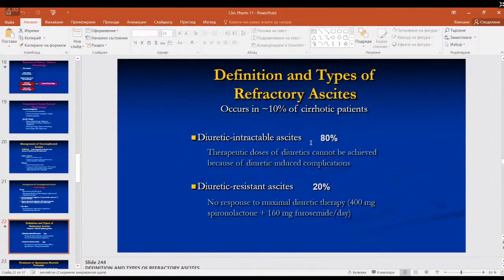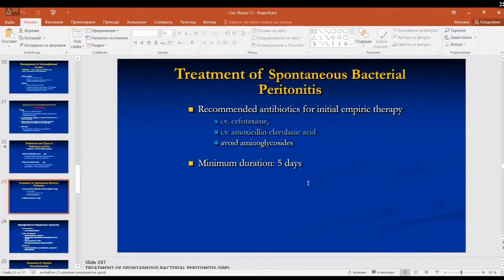There are also diuretic intractable ascites and diuretic resistant ascites, in which case there is no clear positive effect, even though we have reached the maximum diuretic therapy. Then we need to think about doing an invasive procedure of getting the ascites out of the abdominal cavity by using a needle.